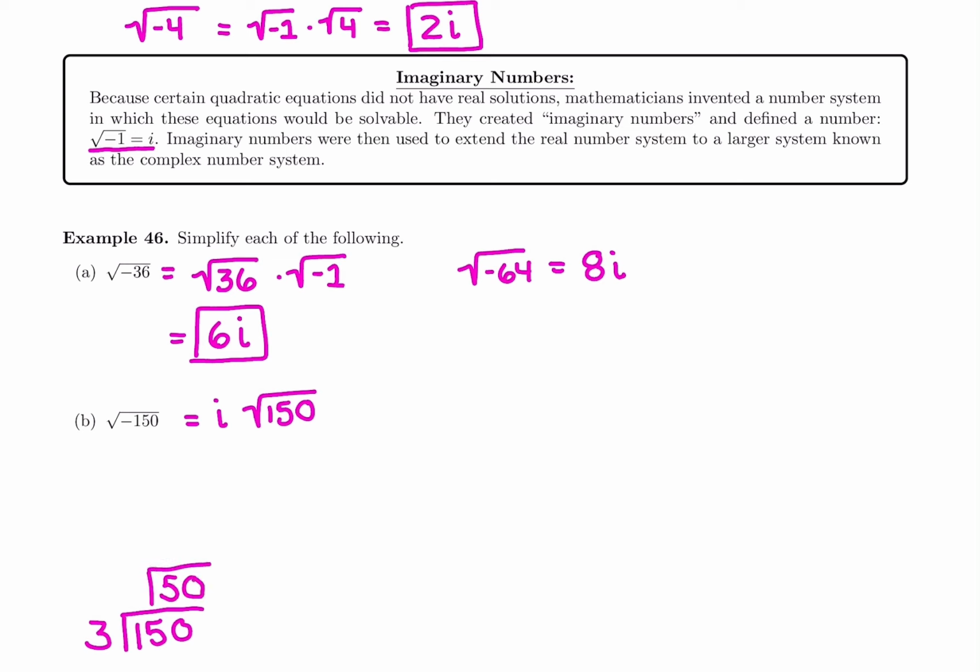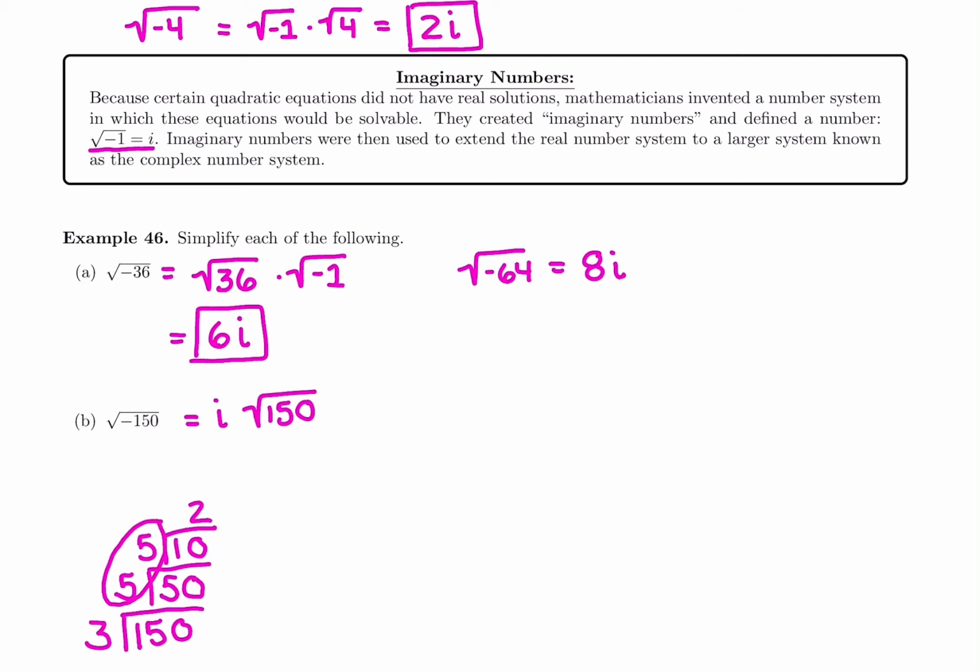I'm going to try to take another prime number out of there. So maybe I could take out a 5. 5 goes into 50 10 times. I could pull out another 5. 5 times 2 would give me that 10. And now I can't pull anything out of 2 because 2 is prime. So now any pair is going to go on the outside.